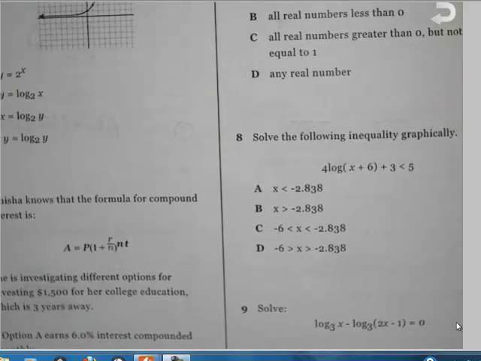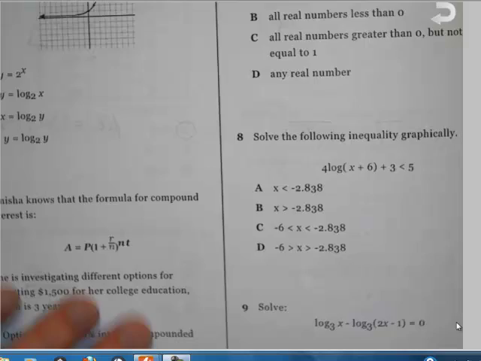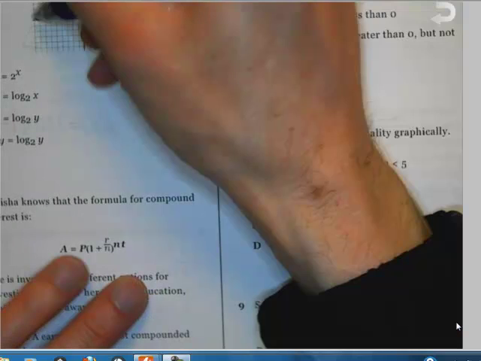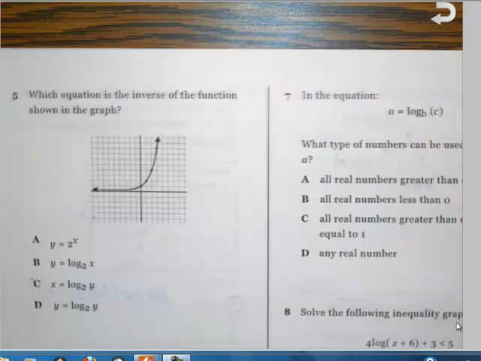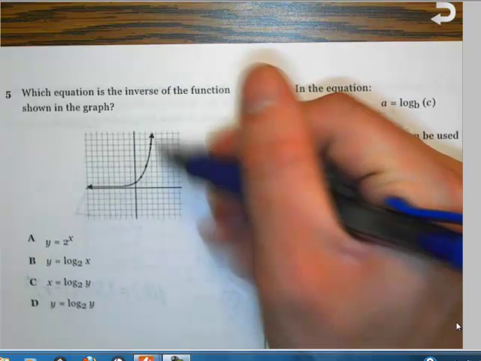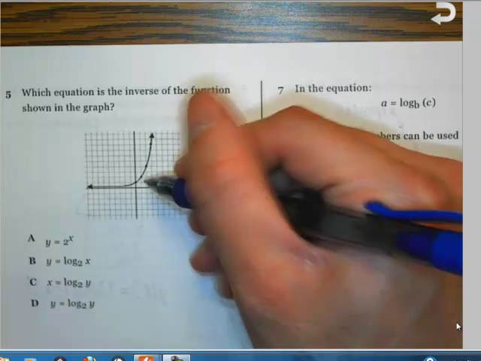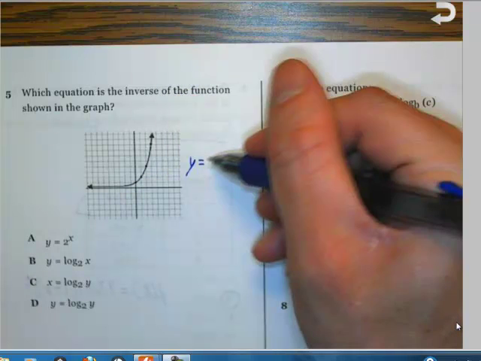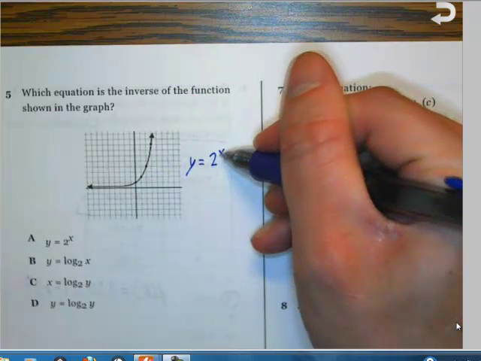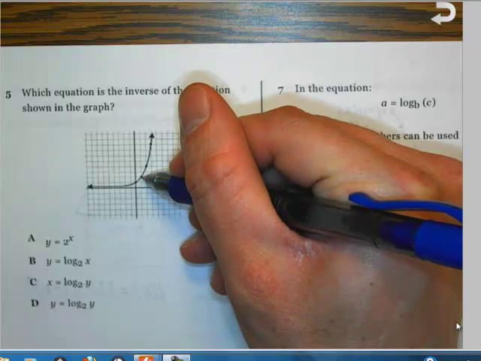Which of the following is the inverse function of the thing shown in the graph? Now, first of all, we know that because this is going up and because it has an asymptote at 0, this is actually an exponential function. This is actually the function y is equal to 2 to the x. We know it's 2 to the x because x is equal to 1, y is equal to 2.